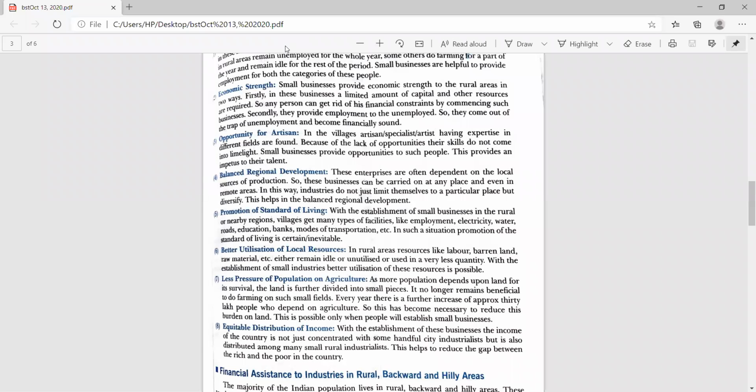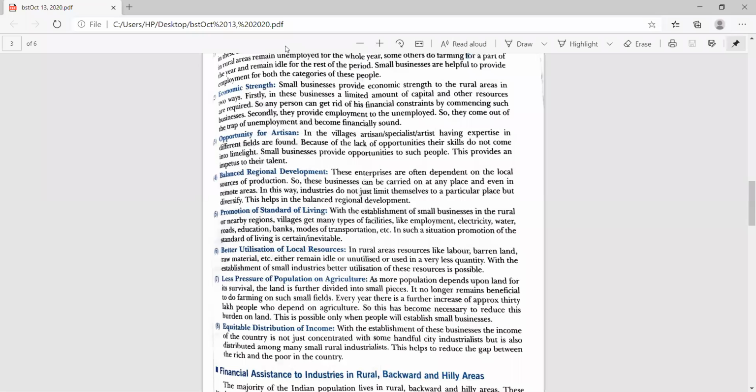On agriculture, the pressure will become very less because people will get opportunities to get engaged in other work, whether it is a small scale industry, cottage industry, or micro business. Apart from the work and the pressure they have on agriculture, they get some extra work to do. No doubt it will reduce the pressure or the burden of the population on agriculture.